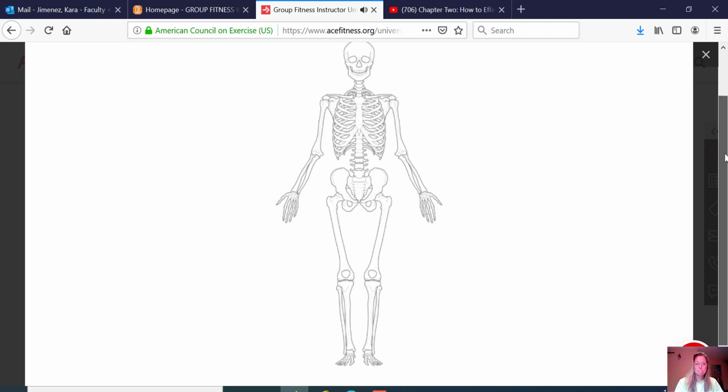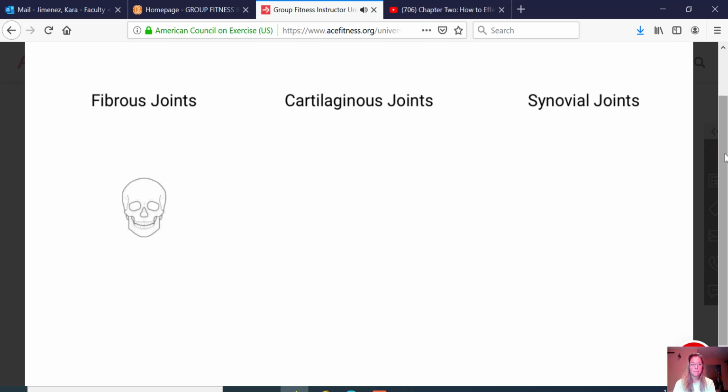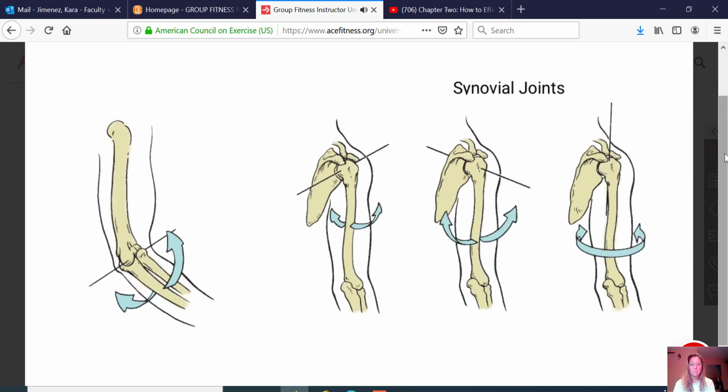There are three main types of joints: fibrous, cartilaginous, and synovial. Fibrous joints allow no movement. Cartilaginous joints allow little or no movement, and the synovial joints are able to move freely. Synovial joints allow the skeleton to perform movements in various directions.